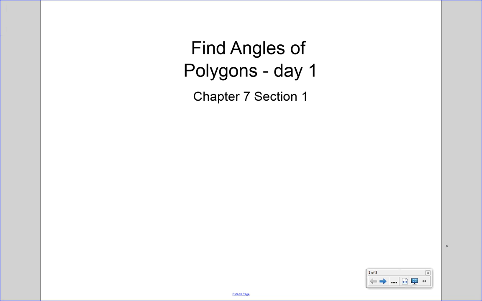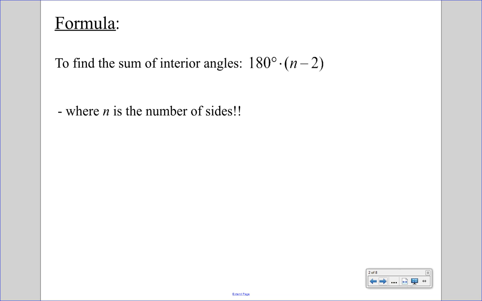Going to be talking about finding angles in polygons, and this is the first day of Chapter 7, Section 1. Okay, and we have a formula to start off with, to find the sum of interior angles of any polygon, and that's 180 degrees times n minus 2. And n is the number of sides of the polygon.